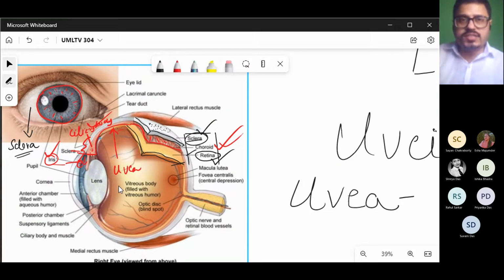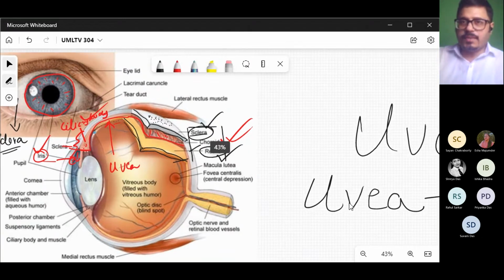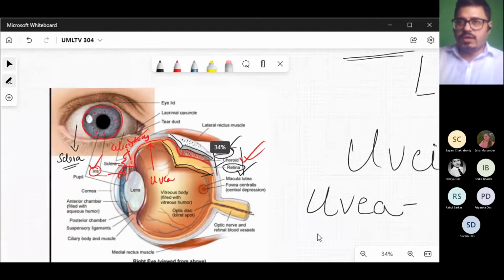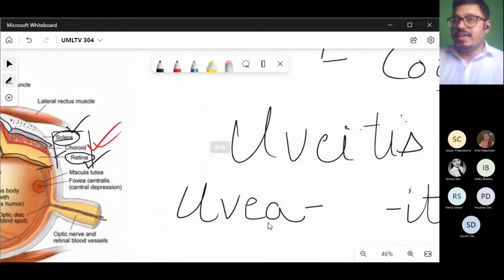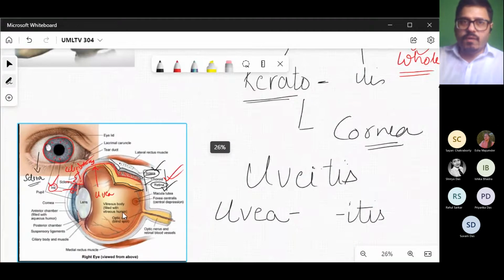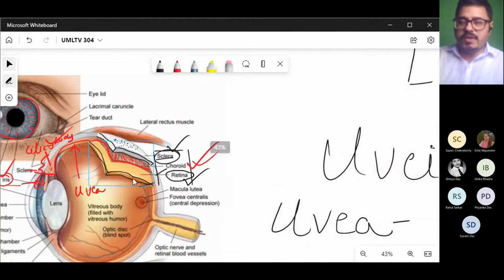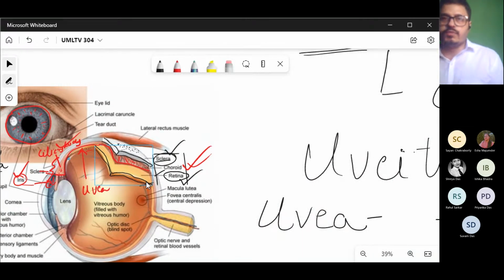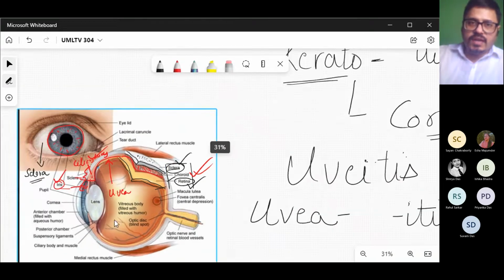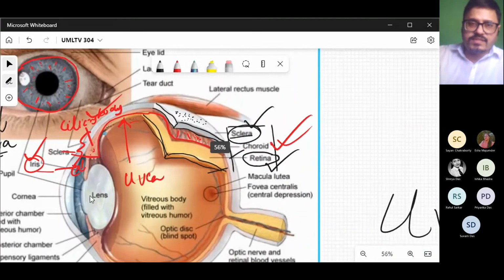In order to know these terms, you need to have at least a very basic idea of what the parts are. For example, just now when I gave you the term uveitis, you weren't quite sure what uvea is in the first place. But now, after the explanation of what uvea is by showing this diagram, you understand the meaning of uvea and theoretically the meaning of the term uveitis. Correct? So similarly, take the other terms, for example, the lens.